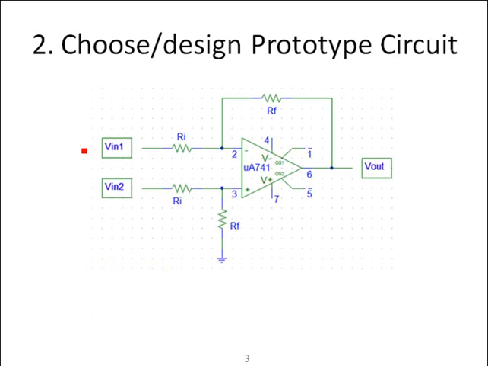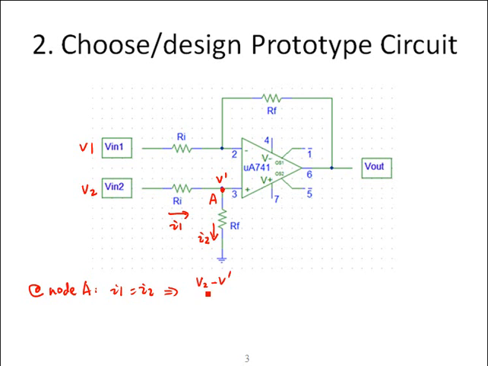A typical differential amplifier is selected as a prototype. V1 and V2 are the two inputs of the circuit. Let's say this is node A, and the voltage at node A is V prime. The currents across Ri and Rf are I1 and I2 respectively. Then at node A, we could write out the KCL equation: I1 is equal to I2.